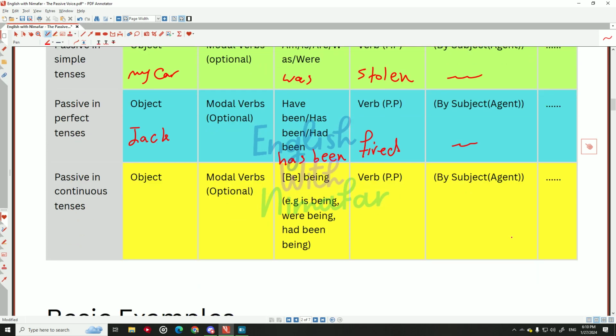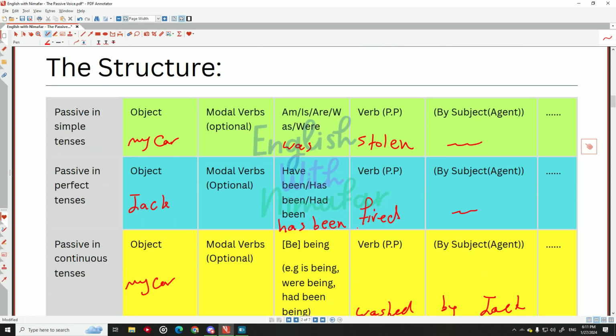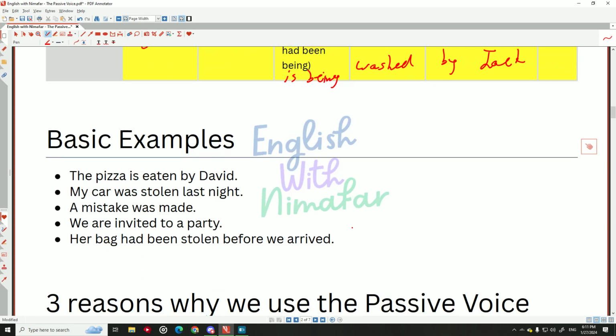Now we have be being, like is being, were being, was being, had been being, have been being. I can say again, my car is being washed by Jack, the person who just got fired. So my car is being washed by Jack. These are some examples of the structures. Let's see some examples here.